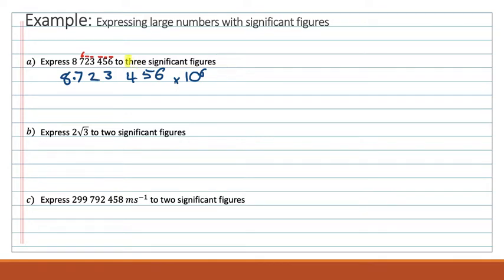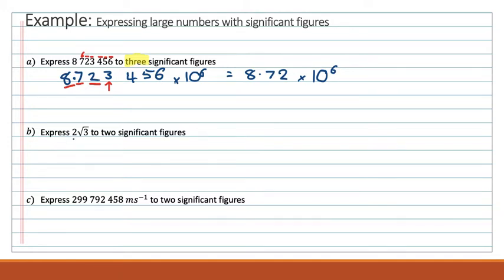Now up here it says three significant figures. So I'm going to say 1, 2, 3. Looking at this fourth one here, it's 3, so therefore I don't need to round up, I'll round down. Therefore the answer will be 8.72 times 10 to the 6.